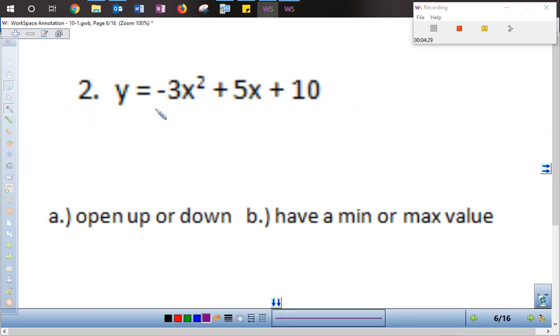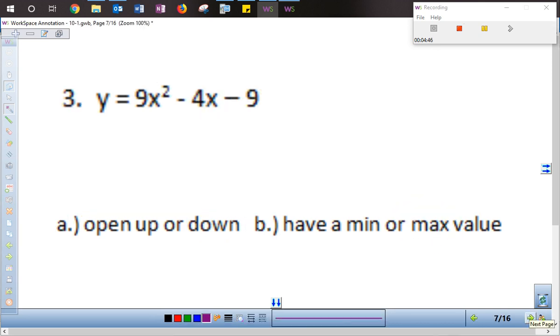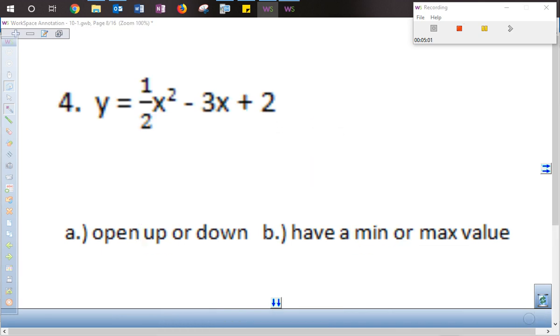So on this problem, we can look and notice that my a value is negative, and that means it's going to open downwards. If it opens downward, it looks like this, and that means that my vertex is a maximum value. So what about this one? Does it open up or down? This one opens up, which means, is my vertex a maximum or a minimum value? It's a minimum value. It would look something like this. What about number 4? Does this graph open up or down?